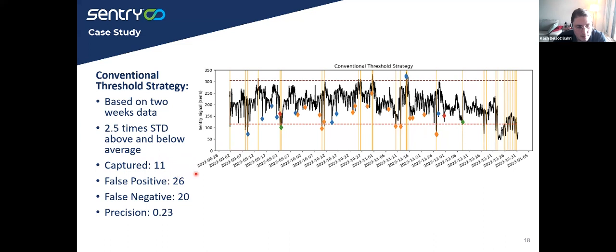However, on the other side, we had 26 false positive events, and we couldn't capture 20 events out of 31 events. Do you mind if I just make a comment here, Kash? Sure. So, as I understand it, this is the full data set, or the data that was analyzed for this client.